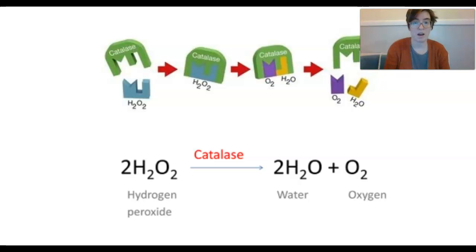our cells. So we got our catalase from yeast, and we got our hydrogen peroxide from a bottle of hydrogen peroxide. And when we combine those two things, the catalase in the yeast breaks down the hydrogen peroxide into oxygen, which is a gas. So we saw bubbles when it was breaking down our hydrogen peroxide, and water. So this is the reaction that we were looking at.